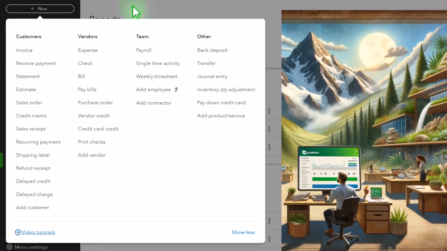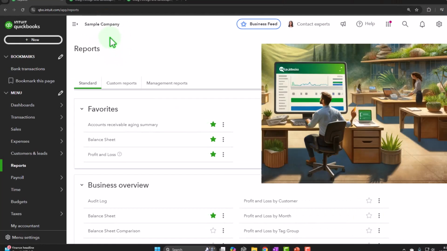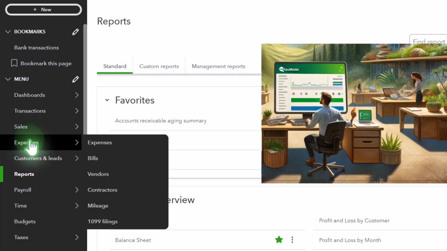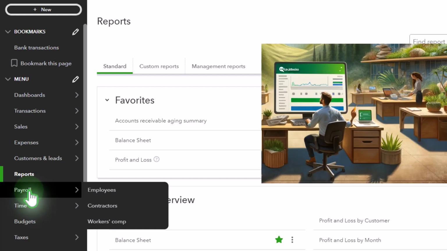If you need to communicate with customers, then you're going to go to what I would call the centers on the left-hand side. That's the old QuickBooks desktop name. The sales tab here is the customer center. The expenses tab is what I would call the vendor center. And then the payroll tab is, of course, the employee center.